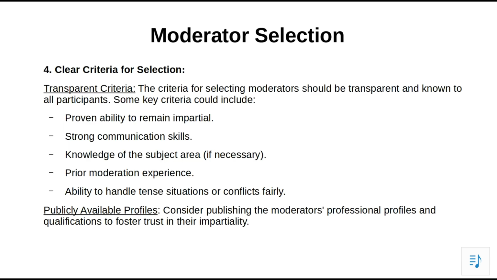4. Clear criteria for selection. Transparent criteria. The criteria for selecting moderators should be transparent and known to all participants. Some key criteria could include proven ability to remain impartial, strong communication skills, knowledge of the subject area, if necessary, prior moderation experience, ability to handle tense situations or conflicts fairly, publicly available profiles. Consider publishing the moderators' professional profiles and qualifications to foster trust in their impartiality.